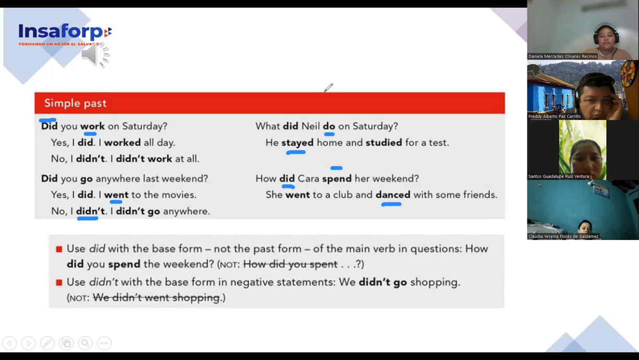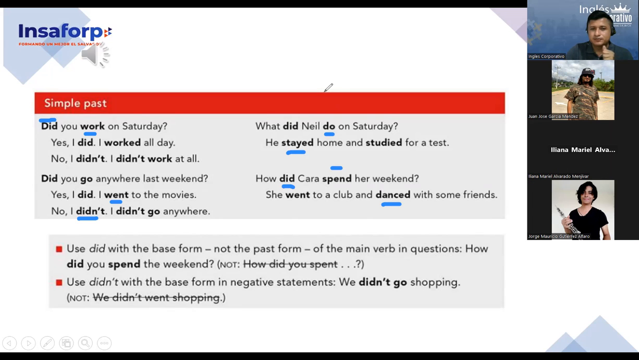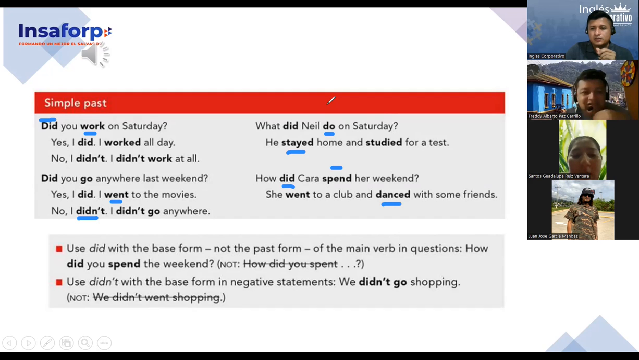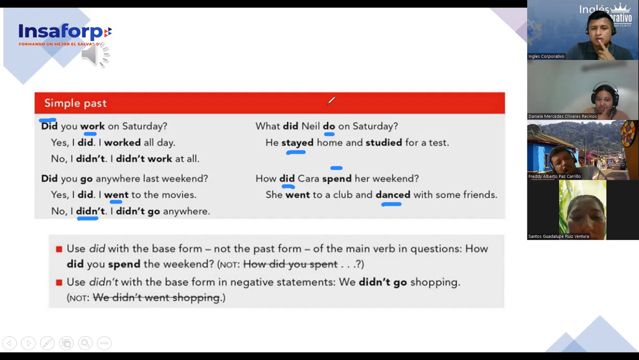Any question about this? I have a question. Go ahead. If we used did or didn't, we don't have to use the verb in past, right? That is correct. Like the video said, when we use did, the verb goes in infinitive. Also, we have it with questions and also with negative answers.